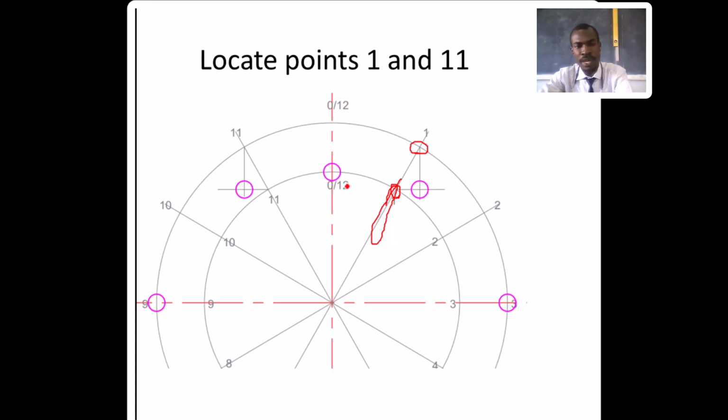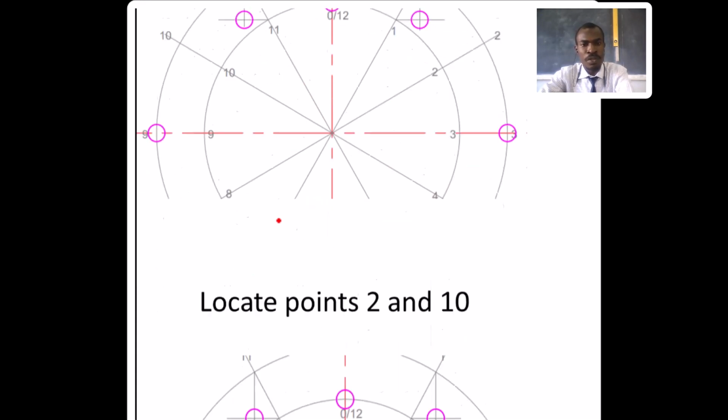Then on the other side we have 11. We'll do the same thing. Where the dividing line, this line here, passes through this minor axis circle, this point here, you draw a horizontal line. Then where the bigger circle is being cut by the dividing line, this point here, you draw a vertical line. Where those two lines meet, that will be your point 11. So we'll go to the next point.